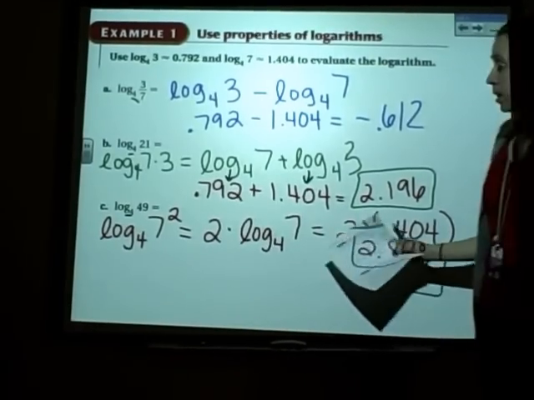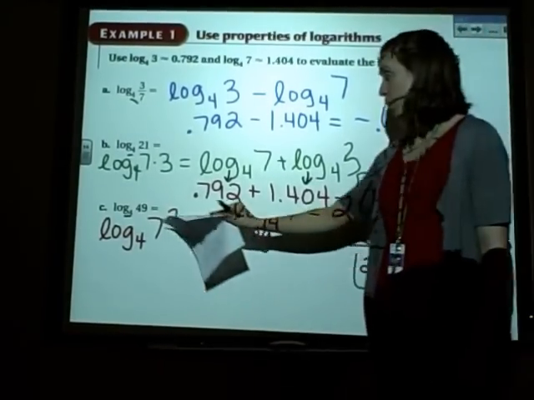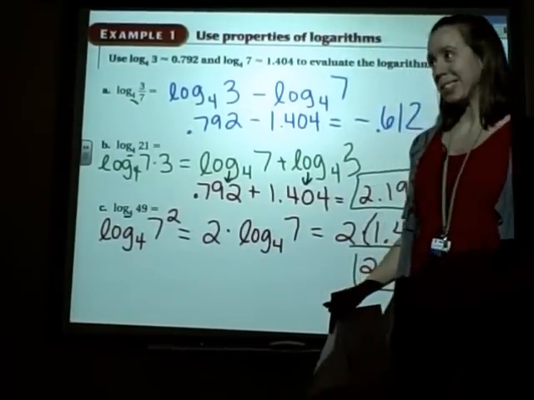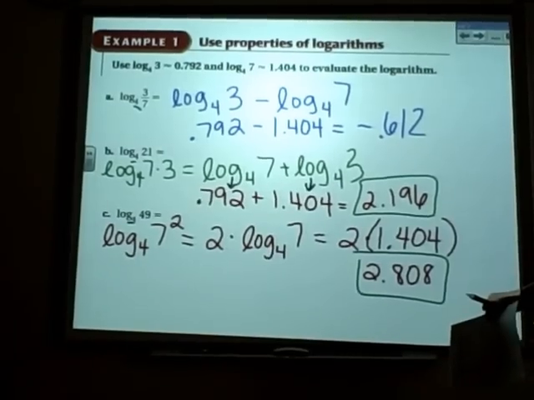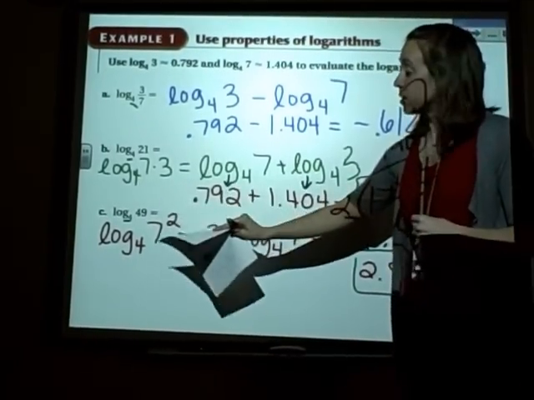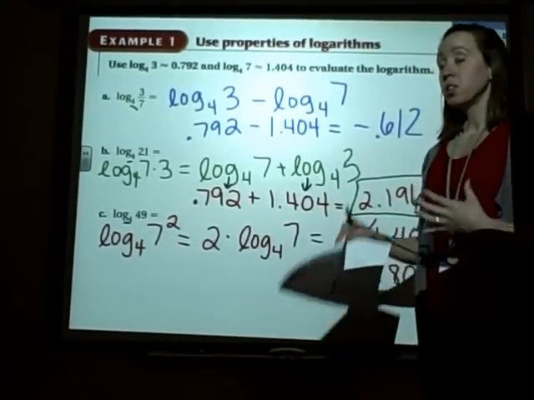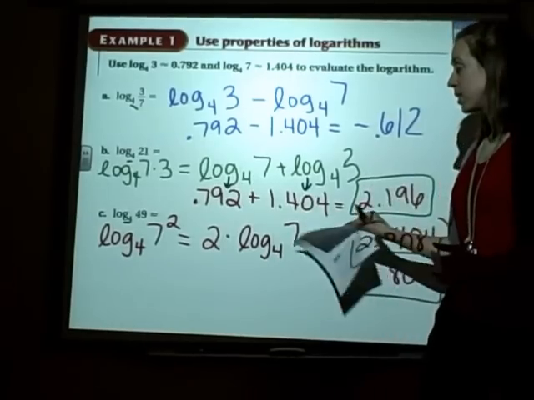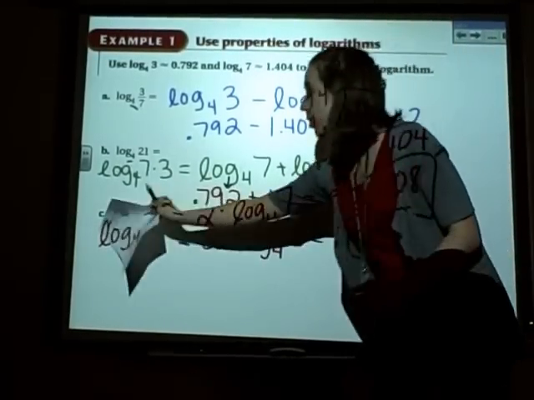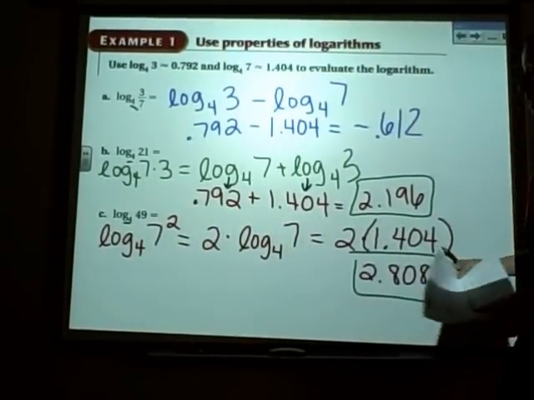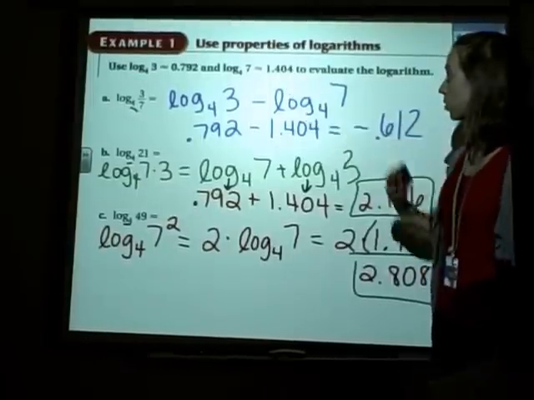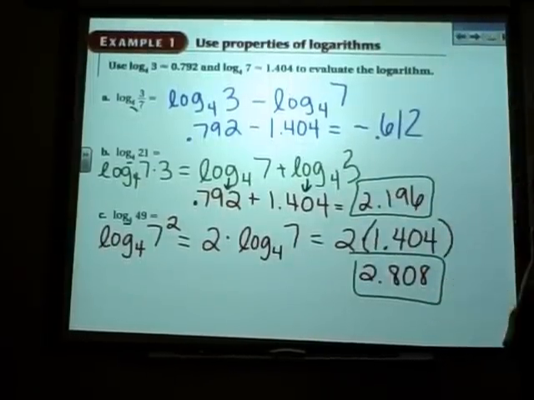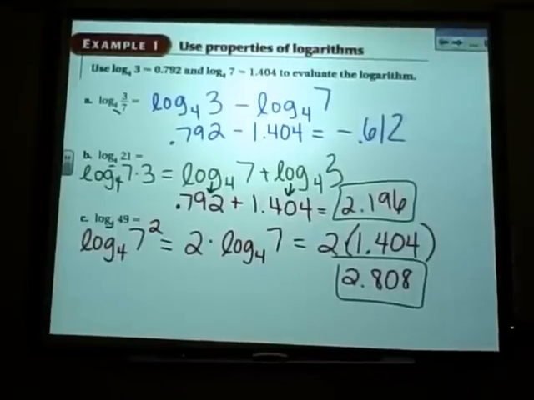Now for C, that's a little different. We have 49. You really can't rewrite 49 using 3. But we know that 49 is the same as 7 squared. So we're going to use our exponent rule. It tells us that exponent gets in front of the logarithm. So we ended up just multiplying 1.404, which is what I was told, times 2. And you should have gotten 2.808.